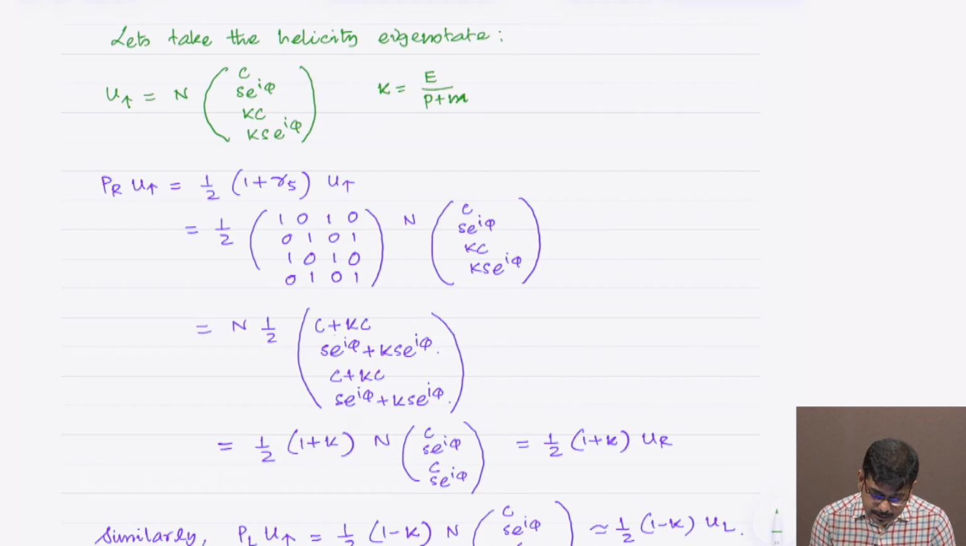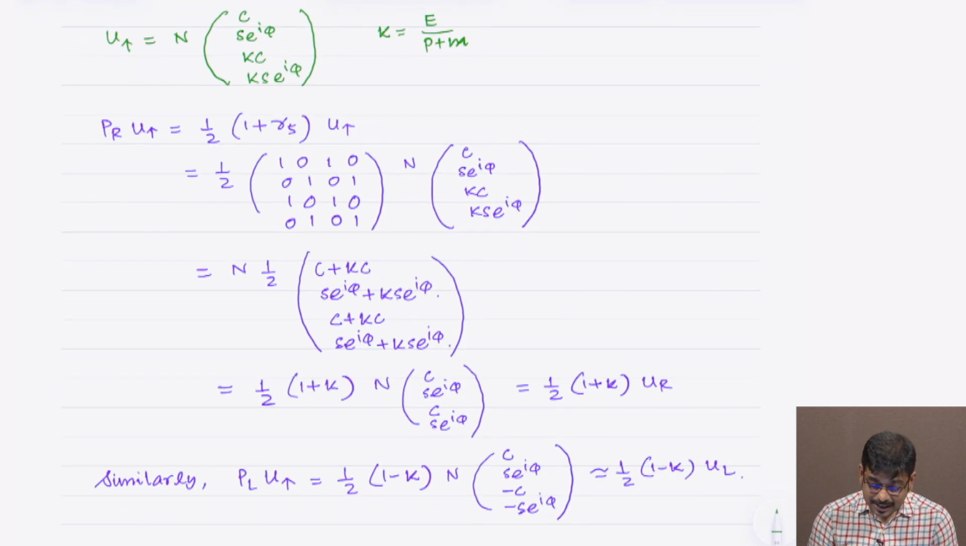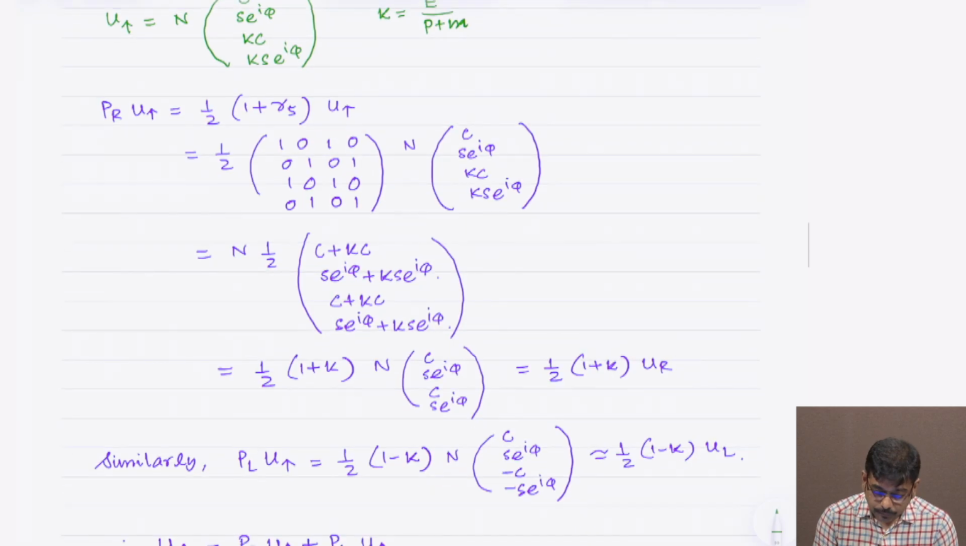You find that this is coming up like C plus kappa C, S e to the power i phi plus kappa S e to the power i phi. Now, what is this? This is basically saying that this is actually half of 1 plus kappa into this n into C, S e to the power i phi. Now, this C, S e to the power i phi is nothing but precisely the helicity eigenstate in the ultra relativistic limit, which is nothing but the chiral eigenstate.